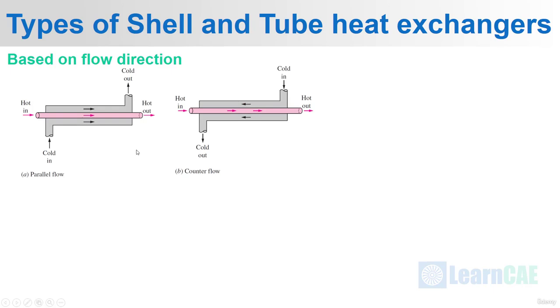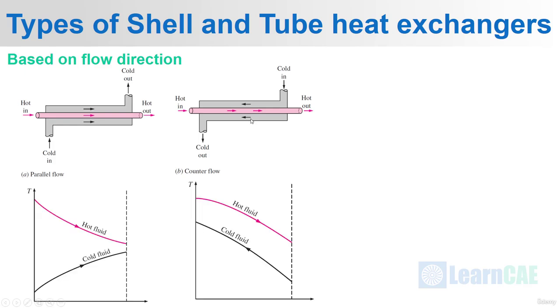The first category is based on flow direction. When both the cold flow and hot flow are in the same direction, it is called a parallel flow heat exchanger. If the directions are opposite, then it is a counter flow heat exchanger. In both cases, we can see the variation of temperature profile. Here the high temperature fluid temperature drops and the low temperature fluid temperature increases. Similarly in the counter flow.